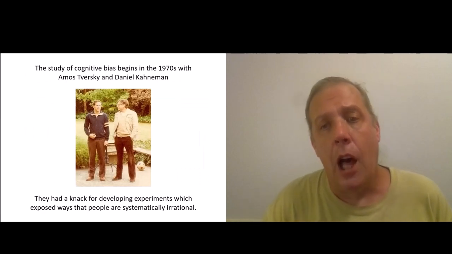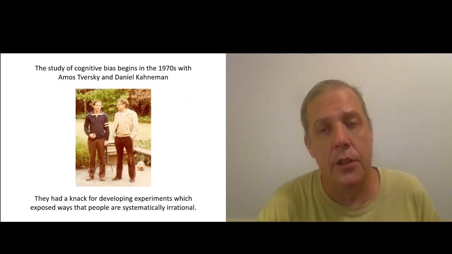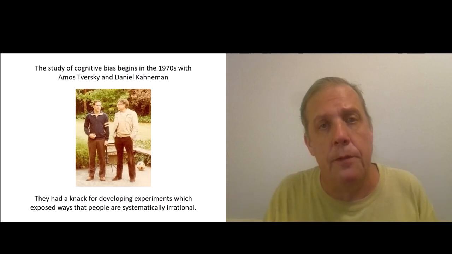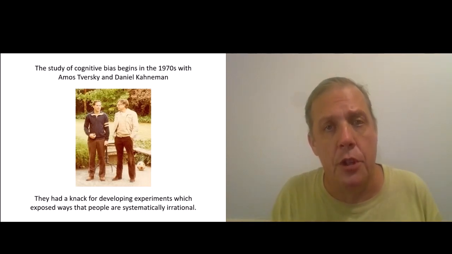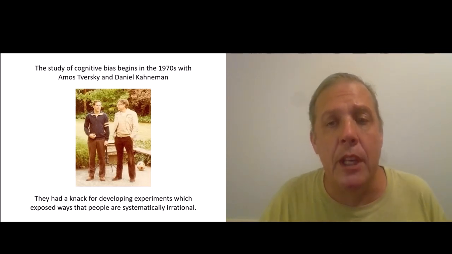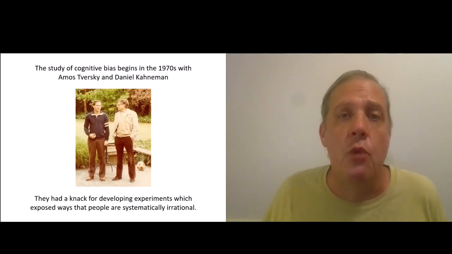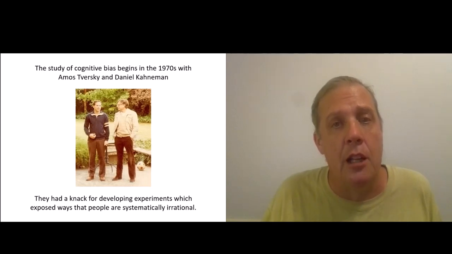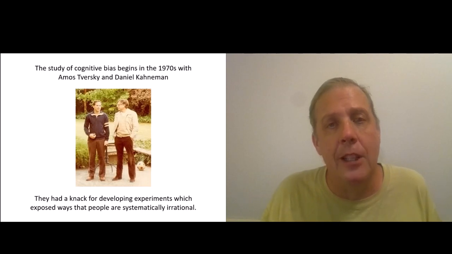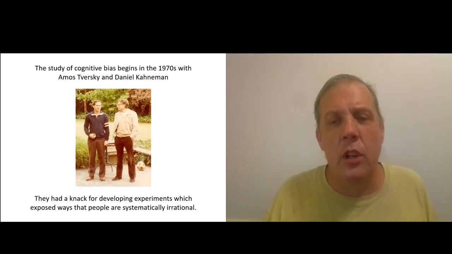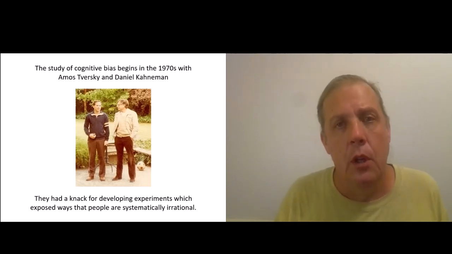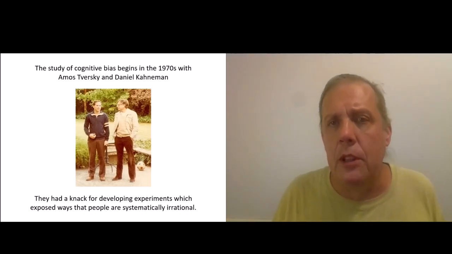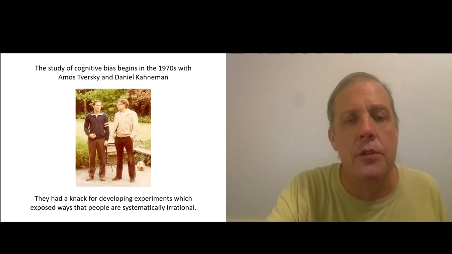The study of cognitive bias is the focus for the psychological approach to critical thinking. It begins in the 1970s with two Israeli psychologists, Amos Tversky and Daniel Kahneman. They were close friends. They worked together. They had a knack for developing experiments that would expose the way that people are systematically irrational. So it's not just that people are irrational, but their irrationality follows patterns.